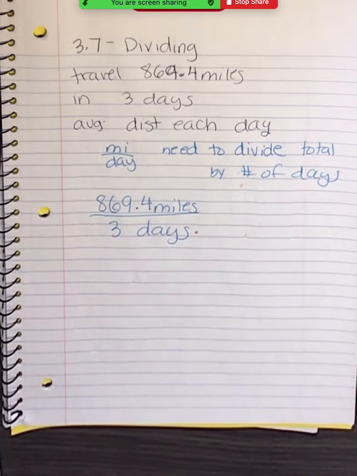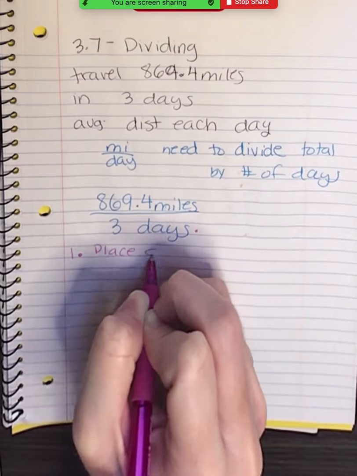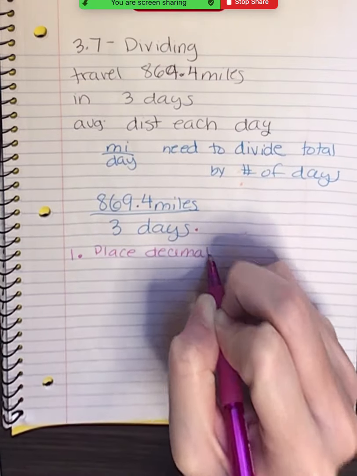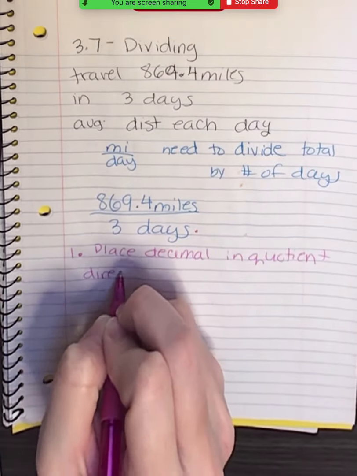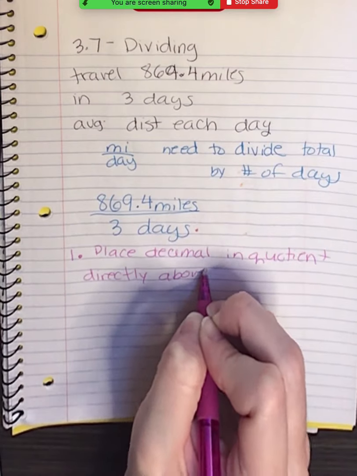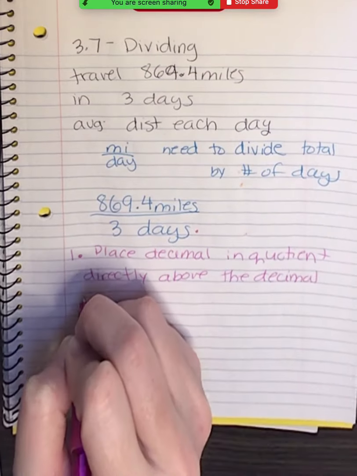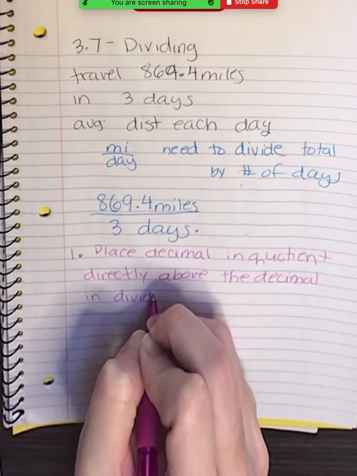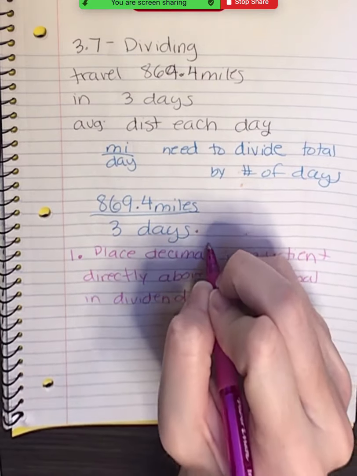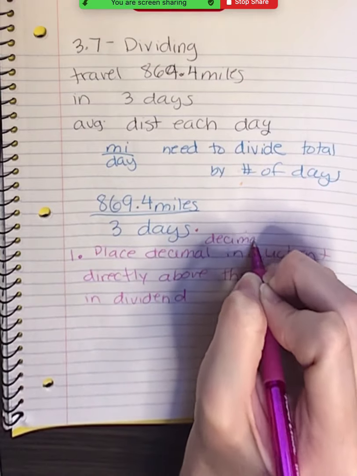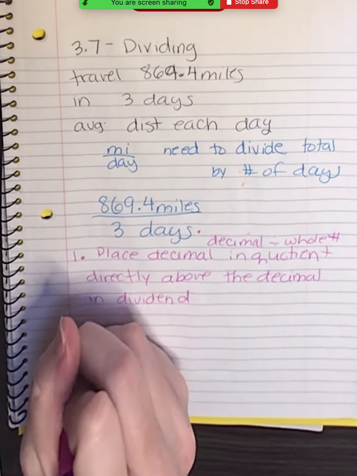Okay, it's very much like dividing whole numbers. So the first thing you do is you place the decimal in the quotient directly above the decimal in the dividend. Okay, and this is when it's a decimal divided by a whole number. And then you just divide.